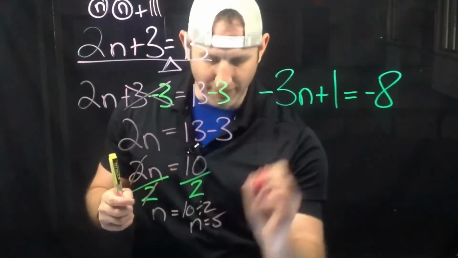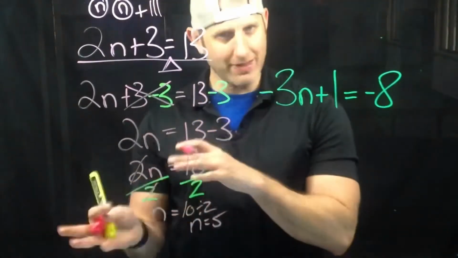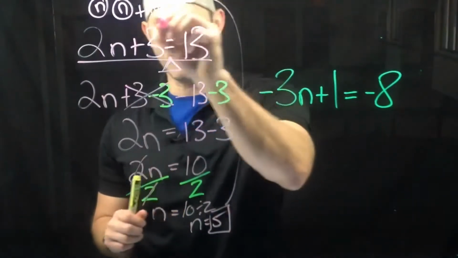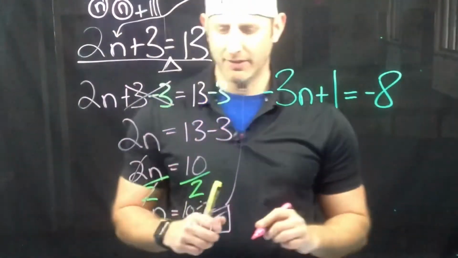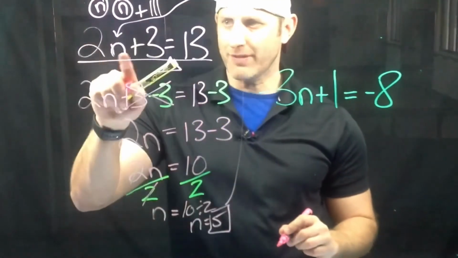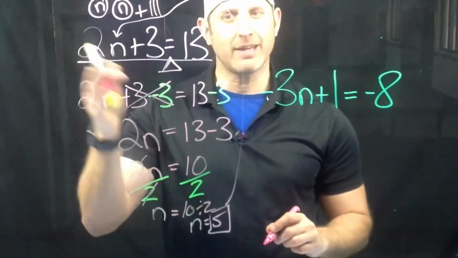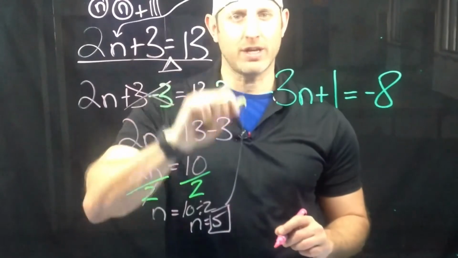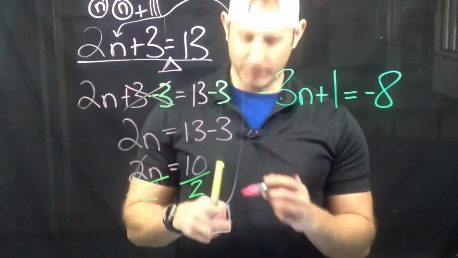n is 5. And there's a way that we can check this. Let's take this 5 and plug it all the way back into n. 2 groups of n, or 2 groups of 5, is 10, plus 3 is 13. I know that it worked out.